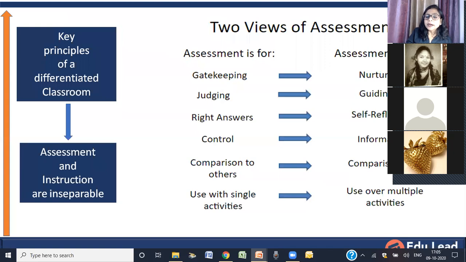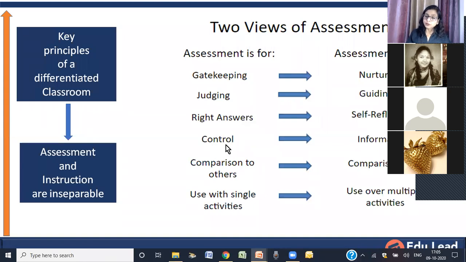So here, the key principle of a differentiated classroom is that assessment and instruction are inseparable. So assessment is not for gatekeeping, it is for nurturing. It is not for judging, but it is for guiding. It's not to see who got the right answers, but it is to make children self-reflect.